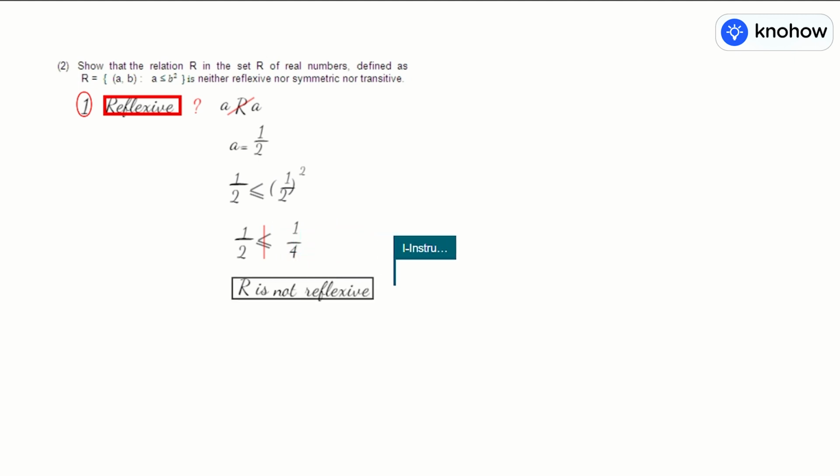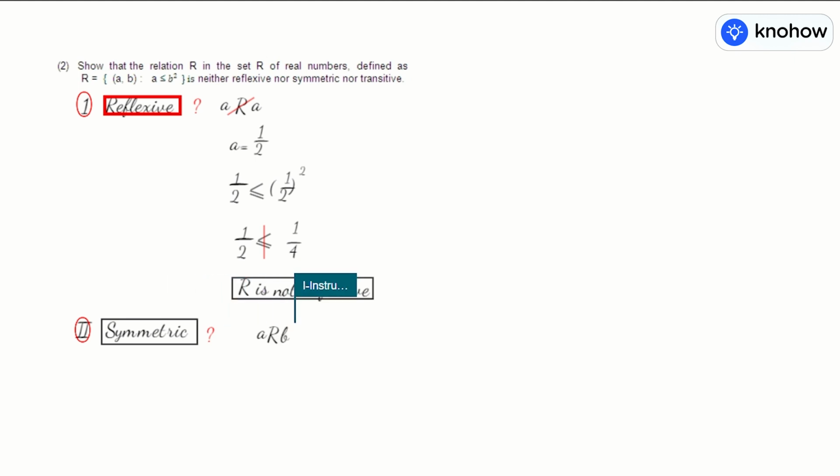These are very tricky kind of questions. Then number 2, to check whether the relation is symmetric or not, let a be related to b. That means a ≤ b². Let me take an example that 2 is related to 7. So 2 ≤ 7², fine. 2 ≤ 49.